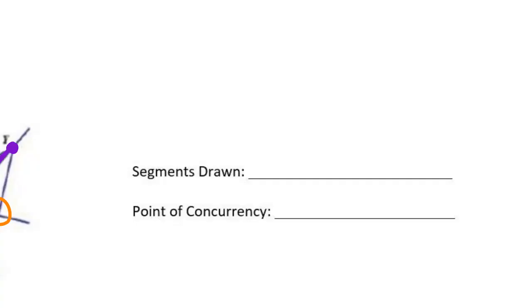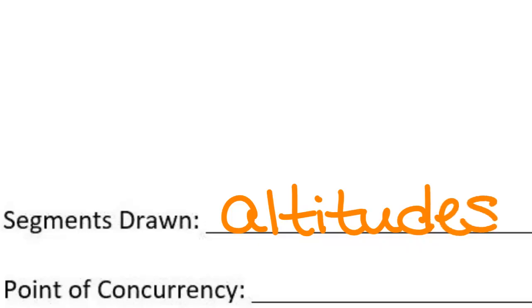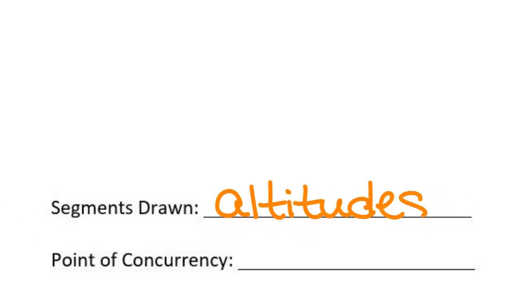Starts at a vertex, goes to the opposite side, and when it hits the opposite side, it makes a right angle. Starts with an A. Look back at number 4. Starts with a vowel. Starts with an A. Altitudes. These are the altitudes.